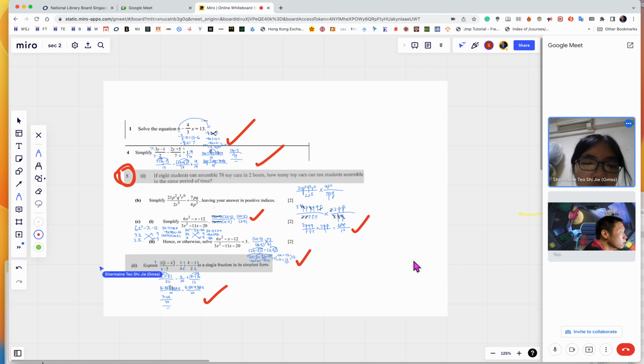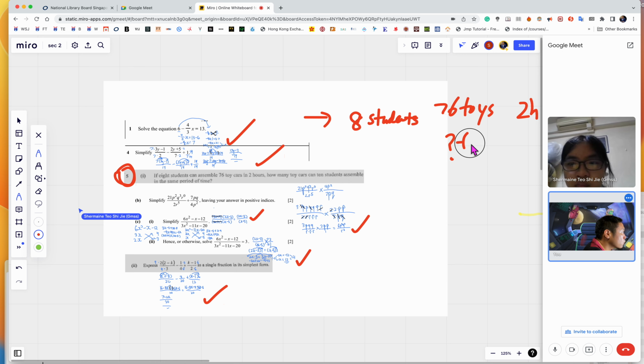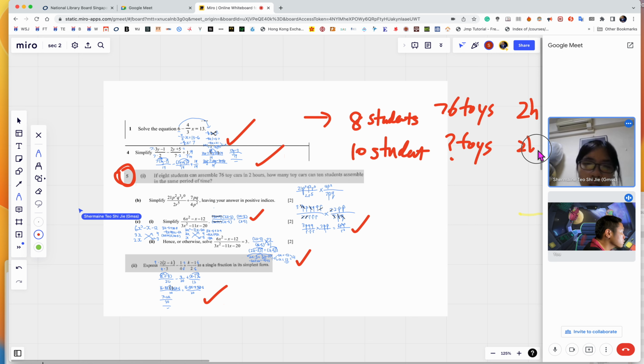Like 8 students. So you write down 8 students, and then? Example, and then what? 76 26 what? Toys? 2 hours. You write it in this manner. And now they ask how many toy cars. So it's question mark toys. 10 students. And then 2 hours. In 2 hours. So how do you do this question?